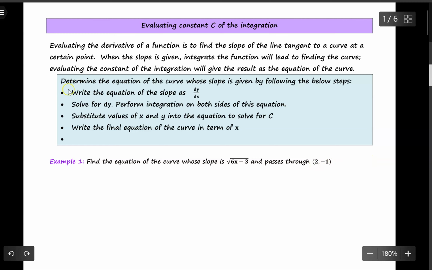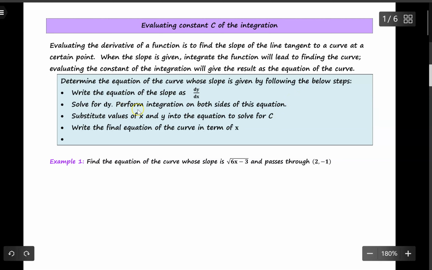So let's go over the steps up here. First of all, you may want to write the equation as a slope, and the slope in this case is the derivative of y as a function of x. Then you may want to write dy over dx equal to this slope. Alright, then what you do is it turns into an equation. You can multiply dx over to the other side, and then you can take integration on both sides of this equation.